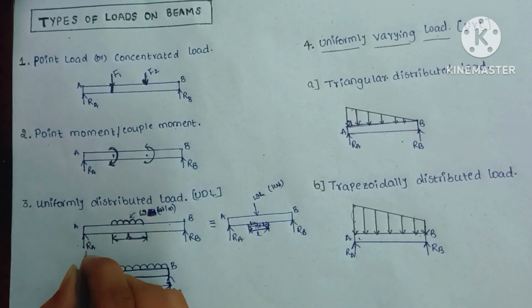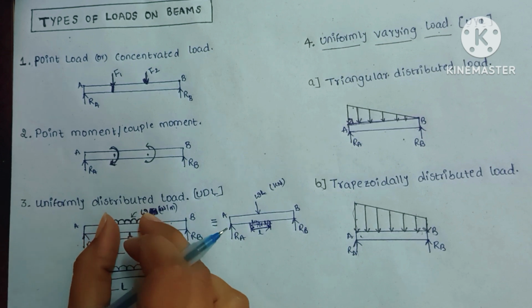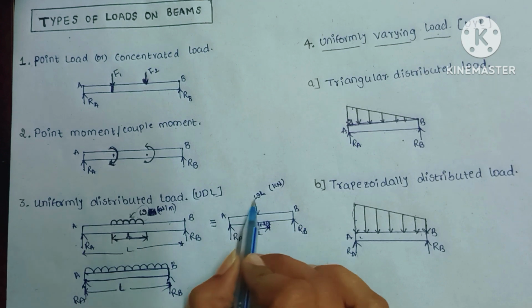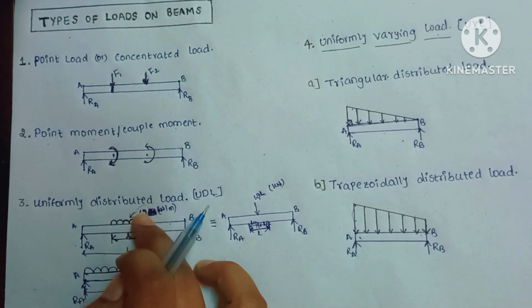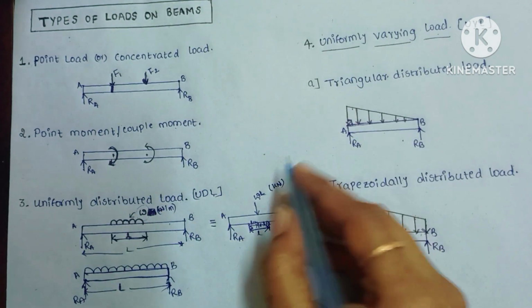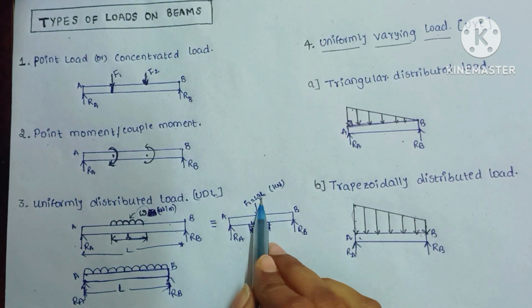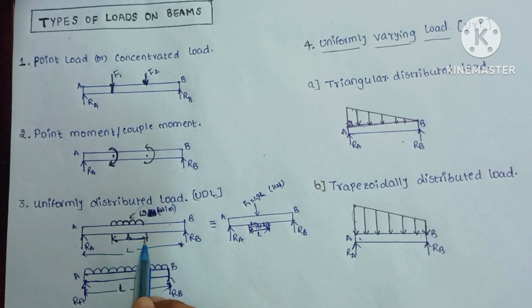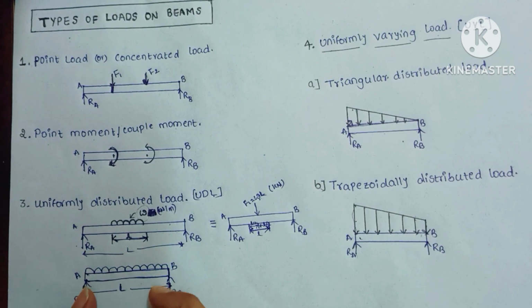If the length is a capital L, then over a small length the load is acting. This uniformly distributed load can be converted into a point load: when the load is omega per unit length, over the length L, then the load F1 is equal to omega into L. This is the load which acts at the center of the given length. So you can see it is acting over the total length L.